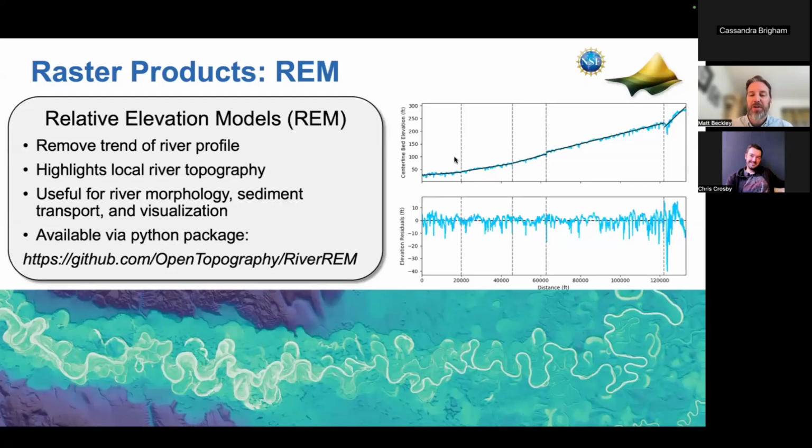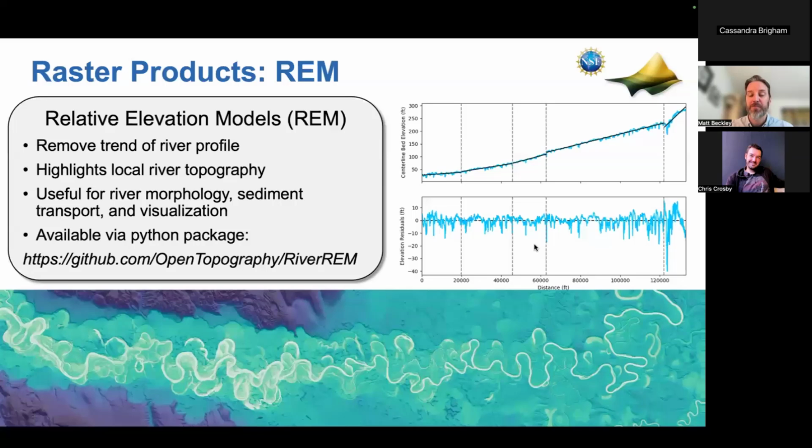The upper plot here is showing the true river profile in blue. And then during certain sections of the profile, you're fitting a slope to that profile, and then you're removing that slope. So you're detrending, you're removing the general trend of the river profile.